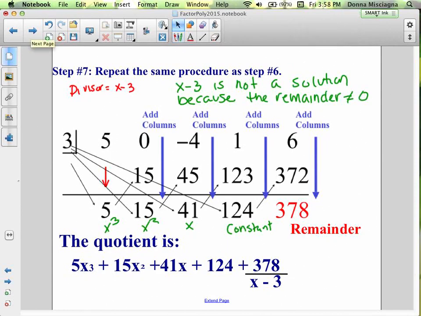And then, of course, the next to the remainder is the constant, and then x squared. Now we have 5 terms here, so the next one is x cubed. If we had 6 terms, the next one would be x to the 4th, and so forth.